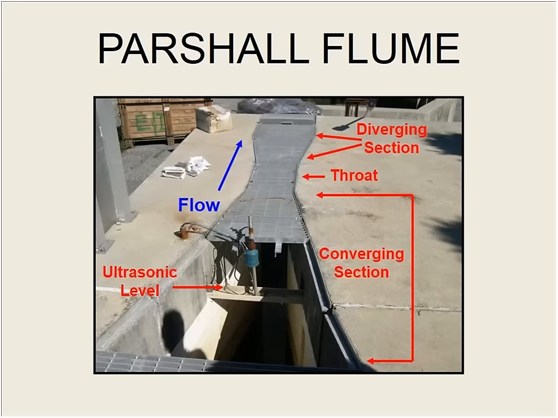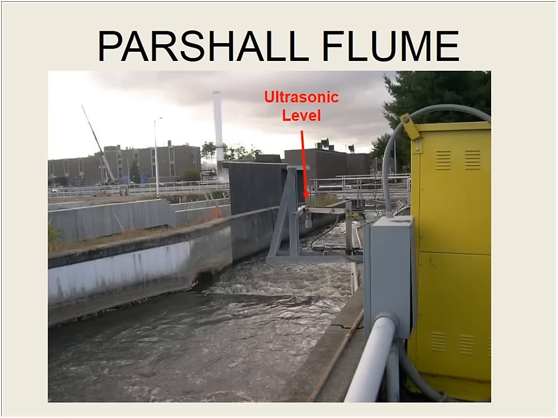So this is the Little Devil in Billerica. It's only a 3 million gallon plant, so it's kind of small. So you can see the converging section, there's that throat, and then there's the diverging section. An ultrasonic level device measures the height of the water at this point. As that height changes, the area of flow changes, and we can calculate what our flow rate is through the plant.